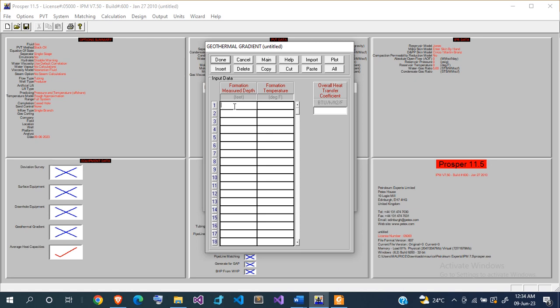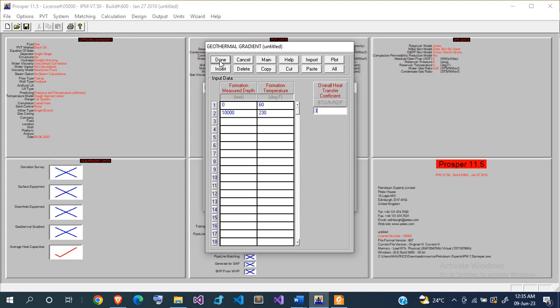Okay, so for geothermal gradient, at the surface, the temperature is at 60 degrees Fahrenheit, and downhole at 10,000 feet, the temperature is at 230 degrees Fahrenheit. Since it's a gas well, we should be having overall BTU of 3 or 5. It should not be as high as for oil wells. The BTU is about 8. The overall heat transfer coefficient.